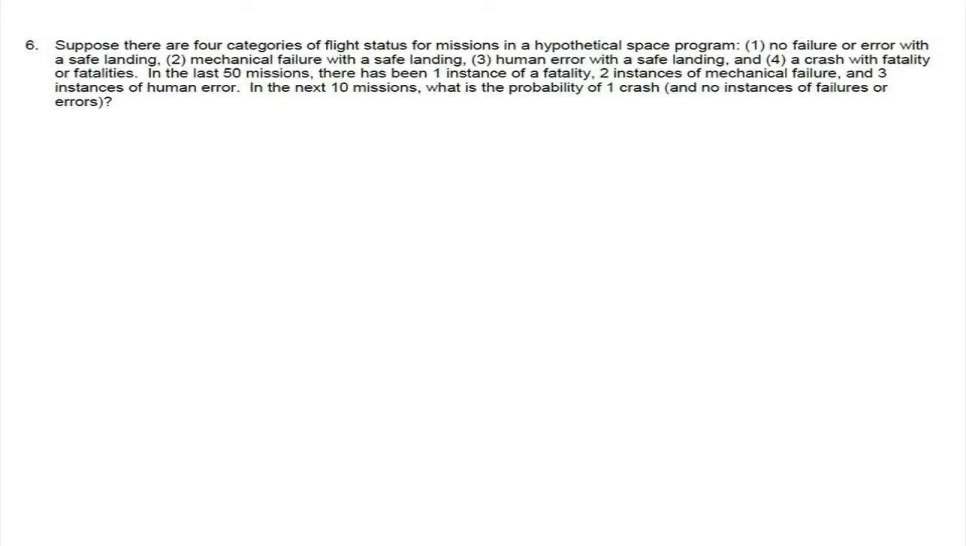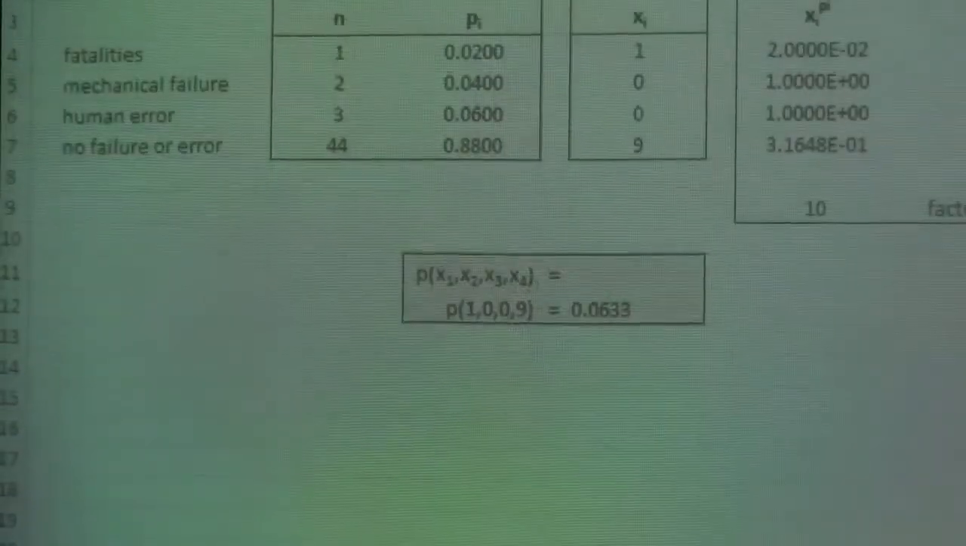4 categories of flight status. Let's look at number 6. That is obviously a multinomial. And the results look like, I should probably show you at least the results for the multinomial. That was our geometric, our negative binomial, exponential, and our multinomial.